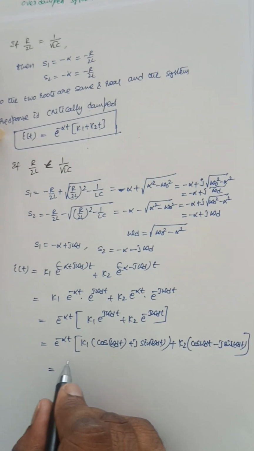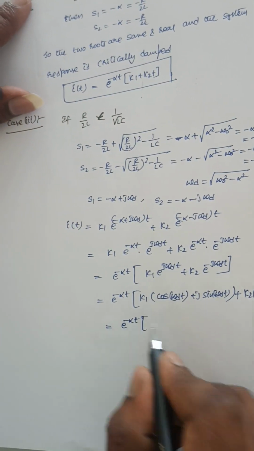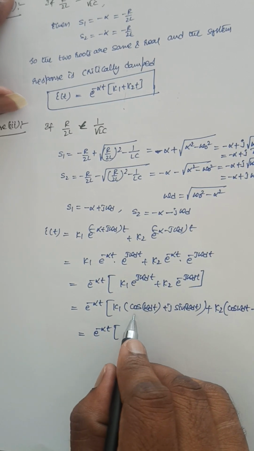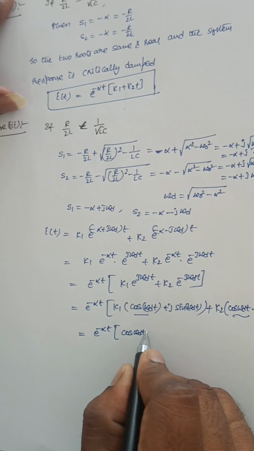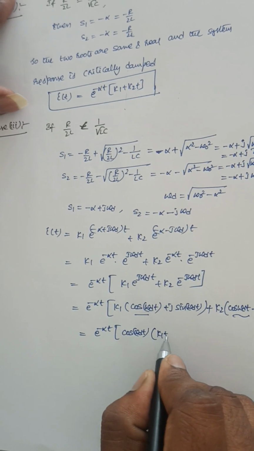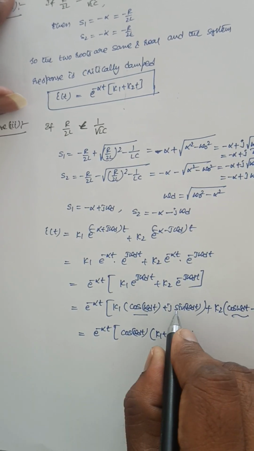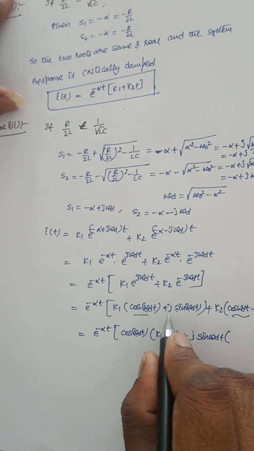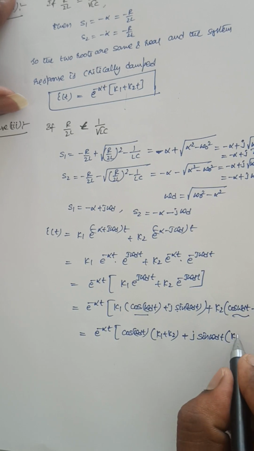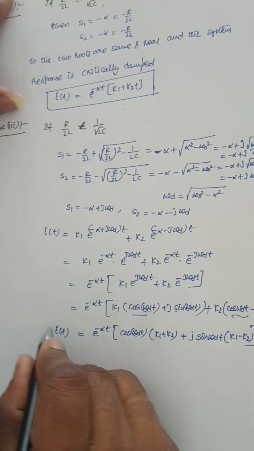So it is e power minus alpha t into, taking cos omega d t as common, k1 plus k2, plus j sin omega d t, taking sin omega d t as common, k1 minus k2. So this is the expression for I of t for the third case.